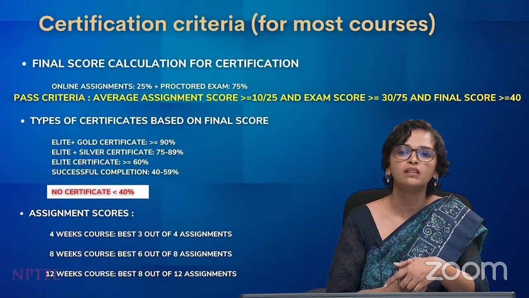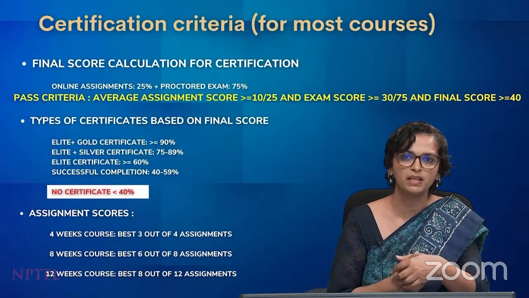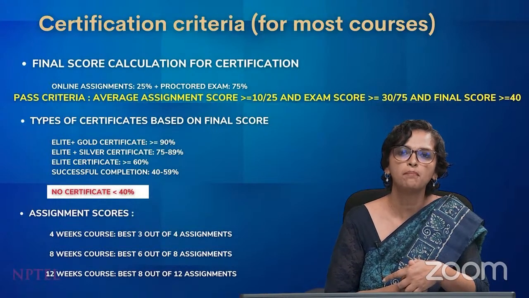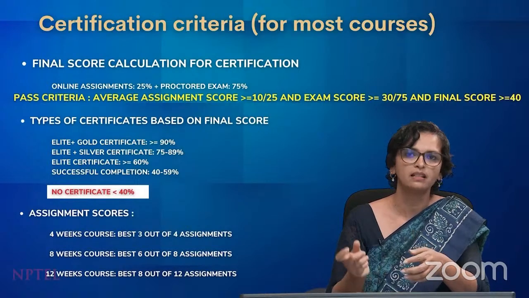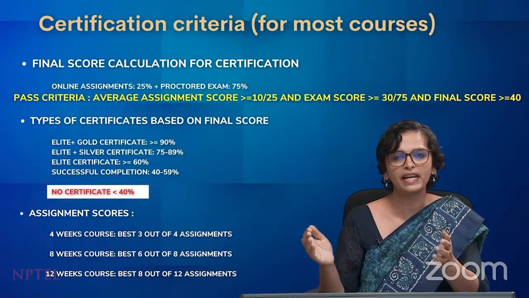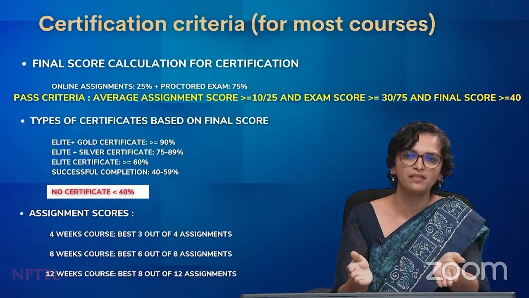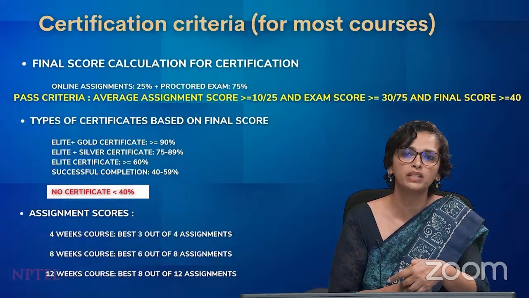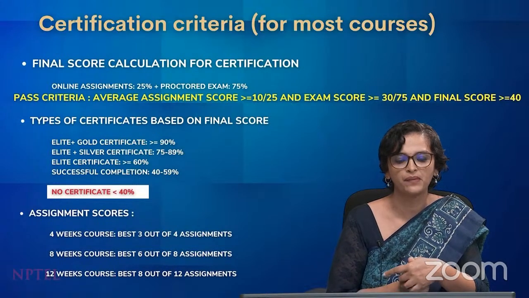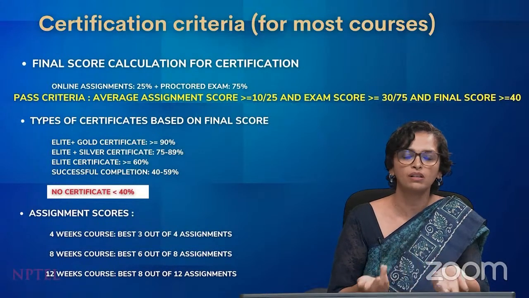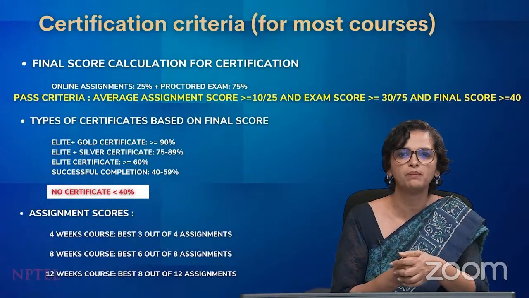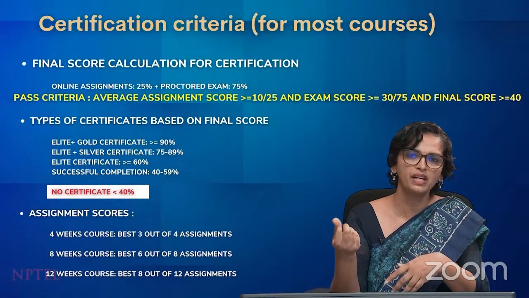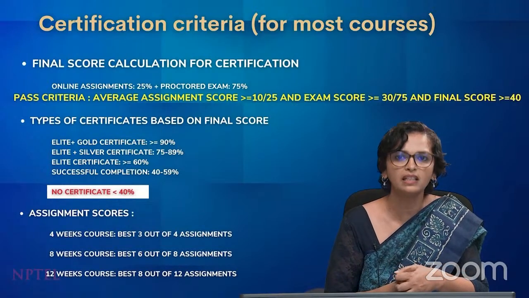How do we calculate the average assignment score? Average assignment score, we take the best 3 out of 4 assignments for a 4-week course, the best 6 out of 8 assignments for an 8-week course, the best 8 out of 12 weeks for a 12-week course. Okay, so we'll take the best scores, we will average it out. That's called your average assignment score, and that is what should be more than 10 out of 25. And exam score, even if the paper is out of 50 marks or 100 marks, depending on whatever it is configured for, we'll convert it out of 75, and you should get more than 30 in that.